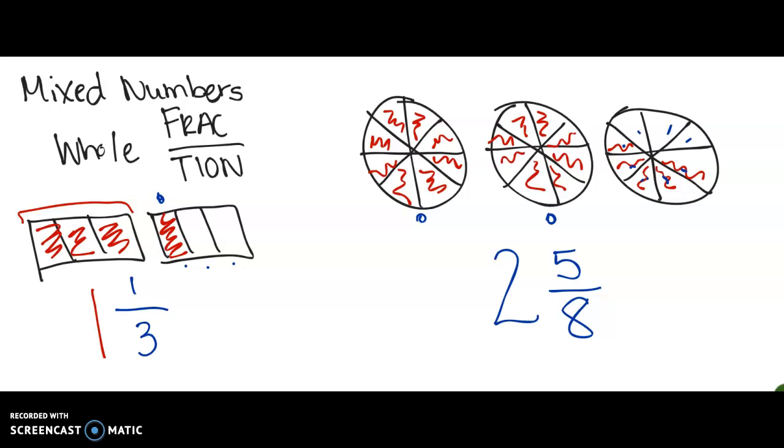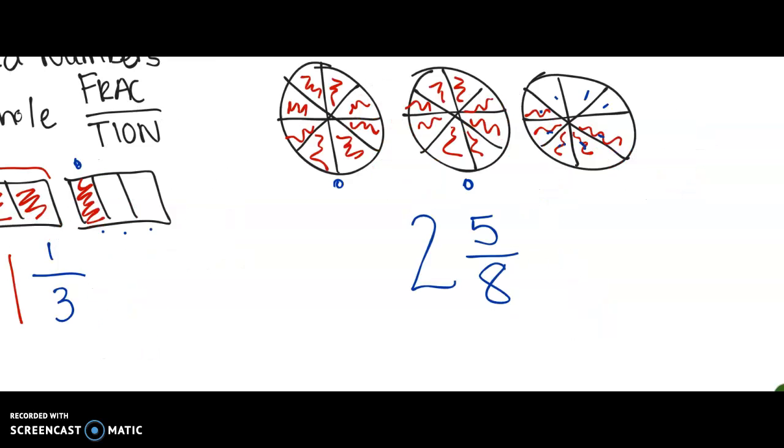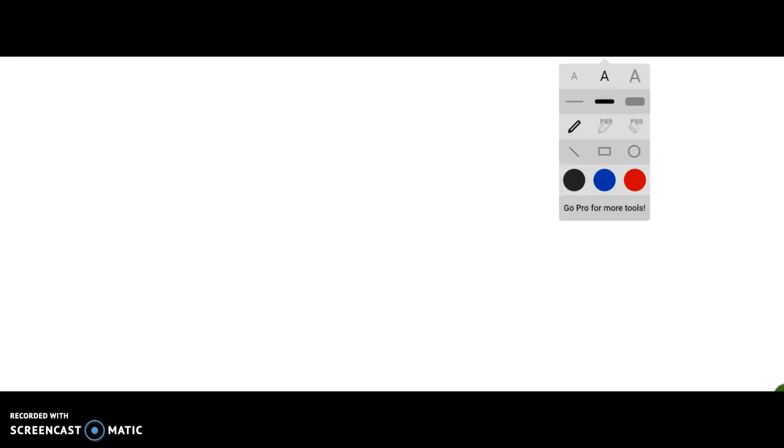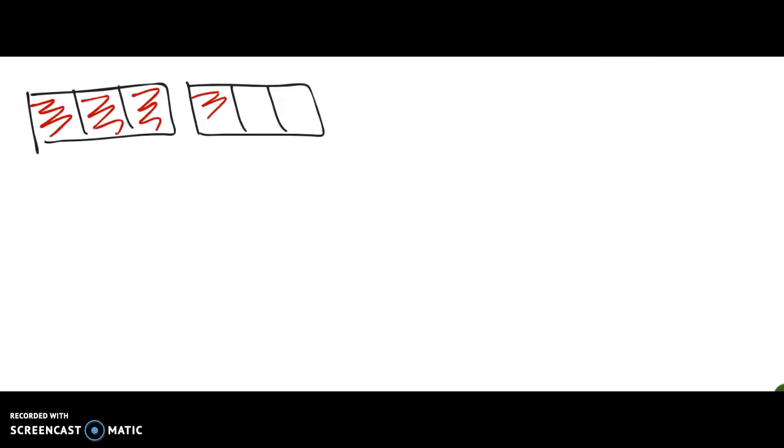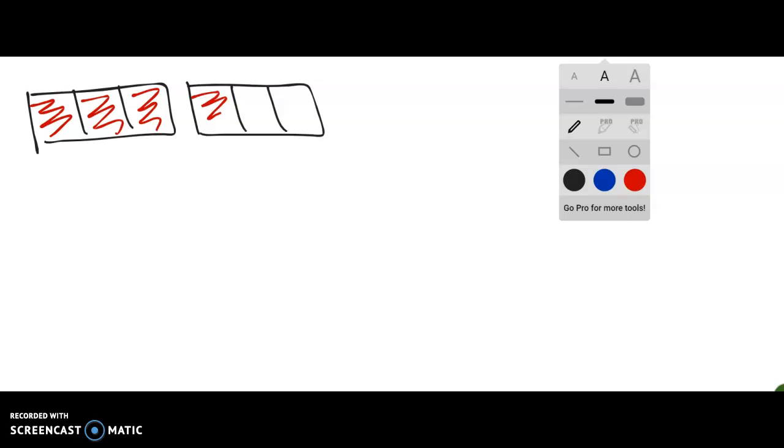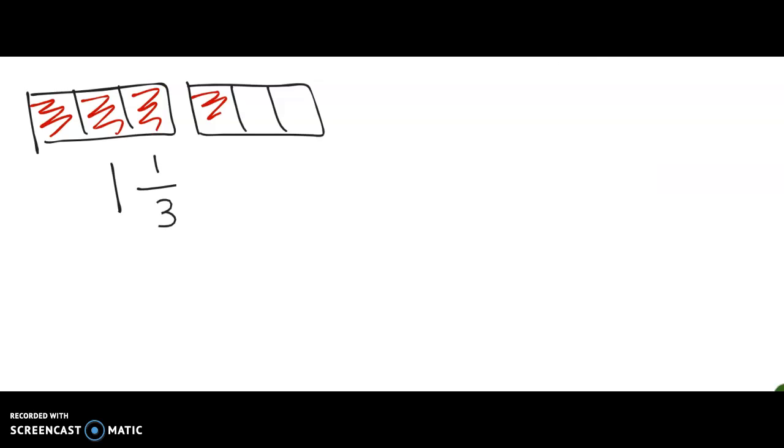So with mixed numbers, we can create improper fractions. And we can also create improper fractions into mixed numbers. So let's look at that. Let's take our first example, which was a shape that looked something like this. And we said that there was one whole and 1/3. And that is our mixed number.